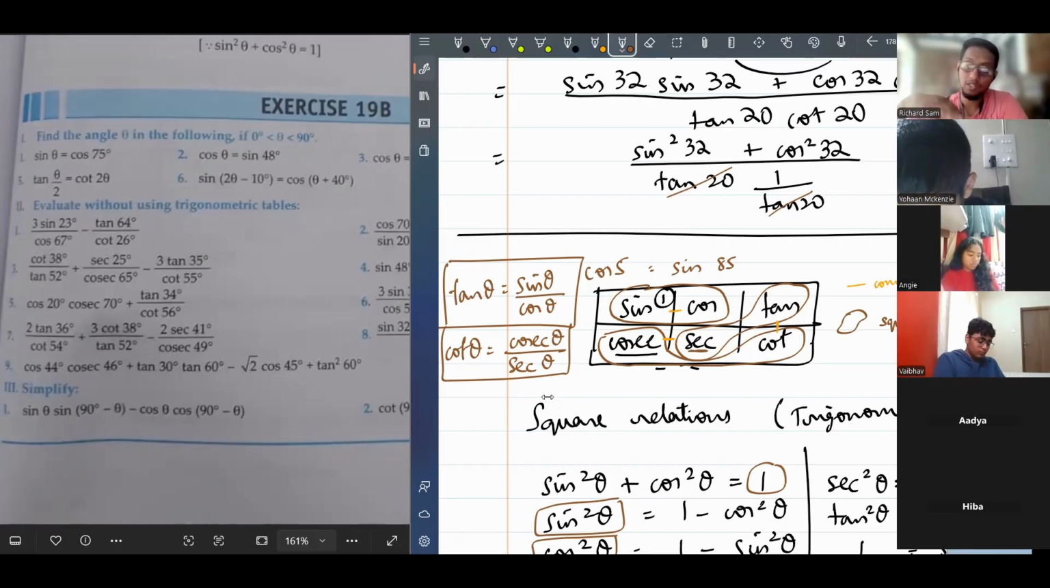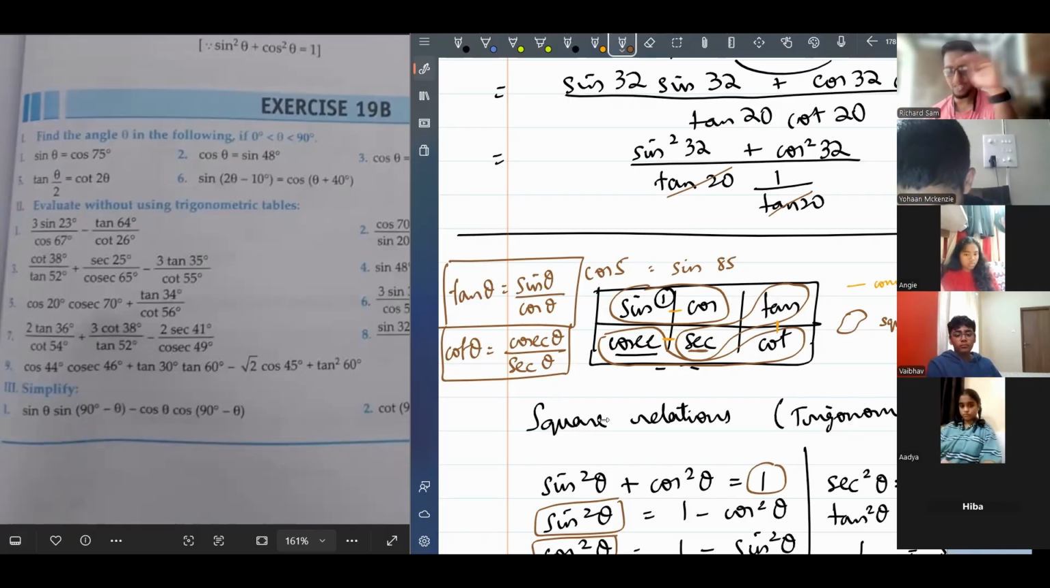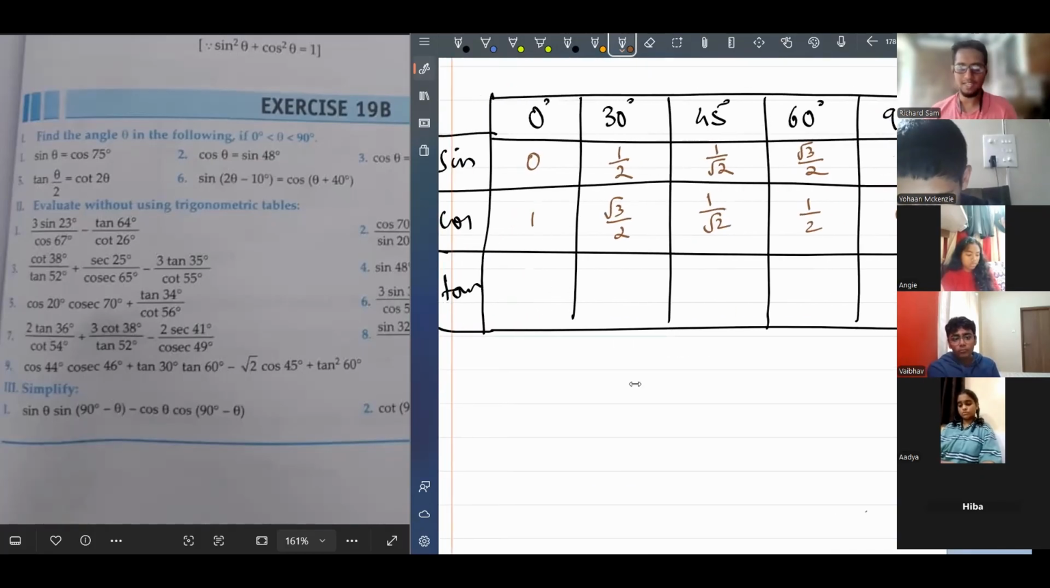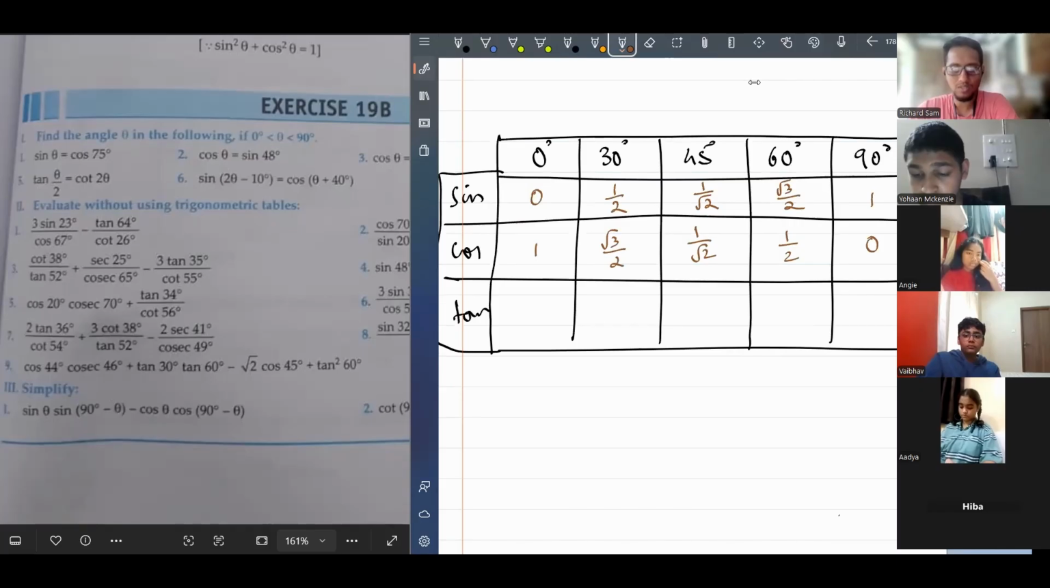So we have seen vertical relationships and we have also seen horizontal relations. The vertical were the reciprocals, and these horizontals are what we have written here for tan and cot. So we can use this now to find tan values. How do you find tan? You just do sine value divided by cos value. So to find tan 0 degree, you divide these two. That is 0 divided by 1. What is 0 divided by 1? That's 0.